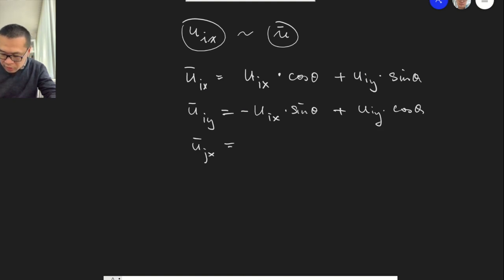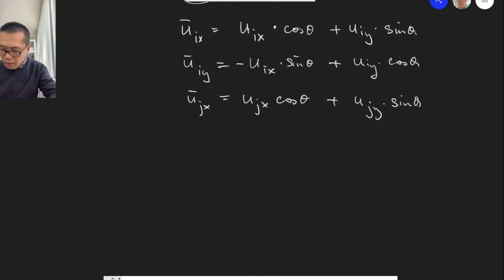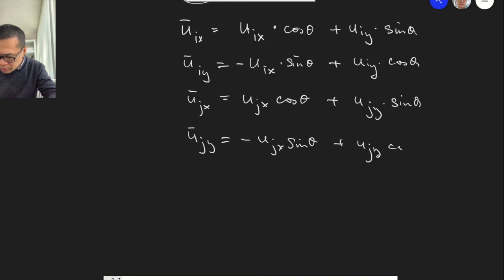ujx bar equal to ujx cos theta plus ujy times sine theta, u bar jy equal to minus ujx sine theta plus ujy cos theta, right? And similar applies to the forces, right?